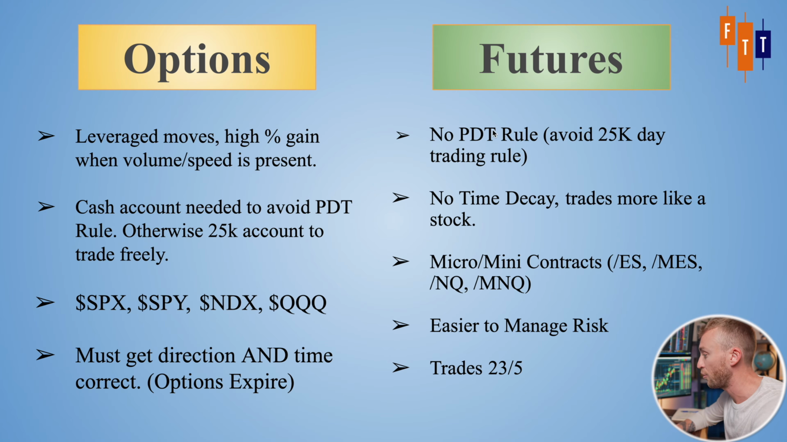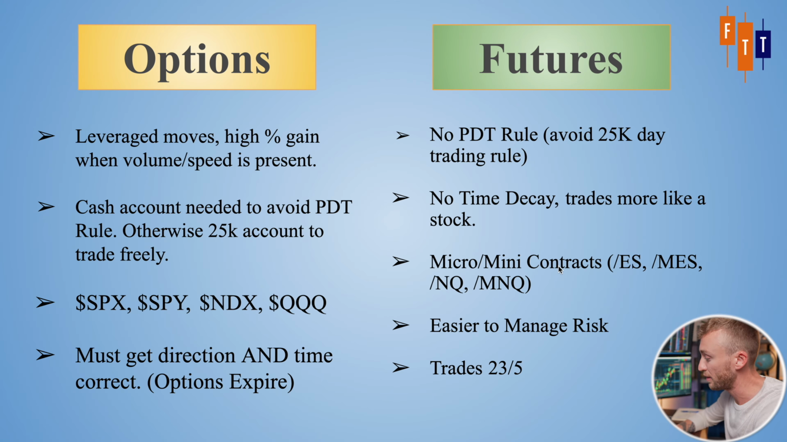Now with futures, there's no PDT rule, and there's no time decay, so it trades more like a stock. It's a lot easier to manage risk with futures because it moves like a stock. You don't have to think about time. They can't expire. So there's a real benefit in that, especially for newer traders. Options can be really difficult because you have to think about picking an expiration. With futures, you can trade them more traditionally like a stock, and I find it's a lot easier for newer traders to manage risk and grow their account off of that.